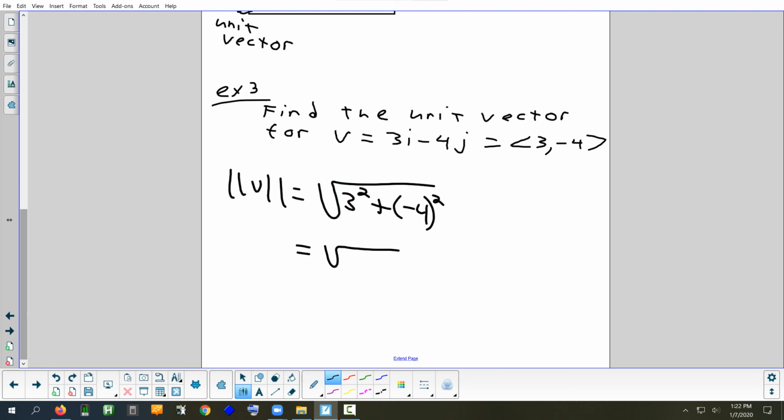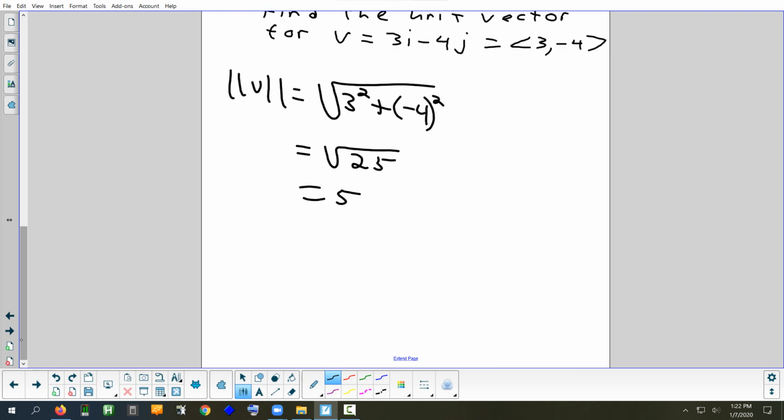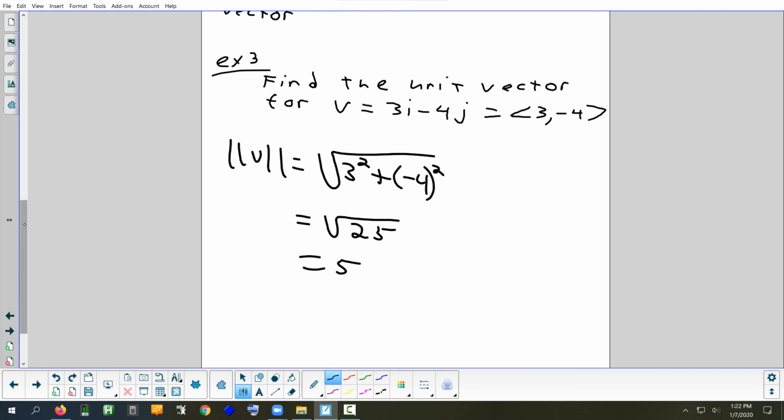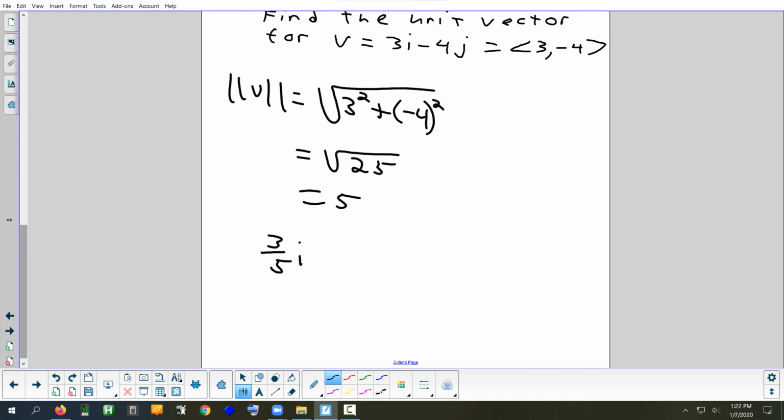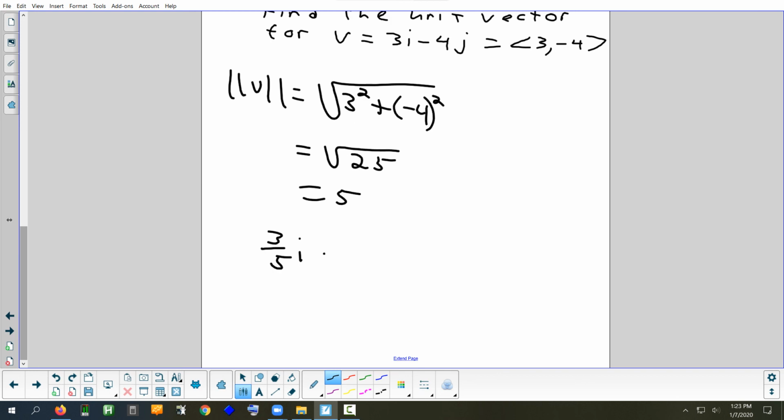You get like 20. Sorry, I didn't do it out. 25. Yep, 25. Okay, so we get the square root of 25, which means this vector has a length of 5. So the answer here is it's not a unit vector. It's too long. So what am I going to scale my vector by to shorten it up to 1 unit? 1 over 5. So the answer here is going to be 3/5 i minus 4/5 j.